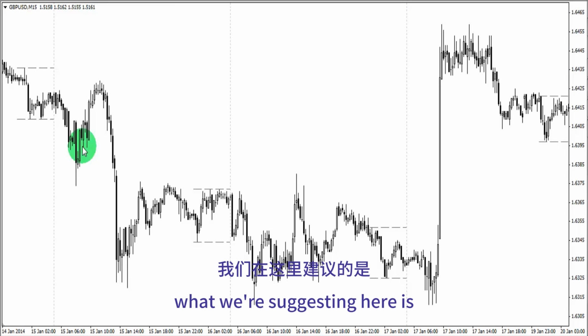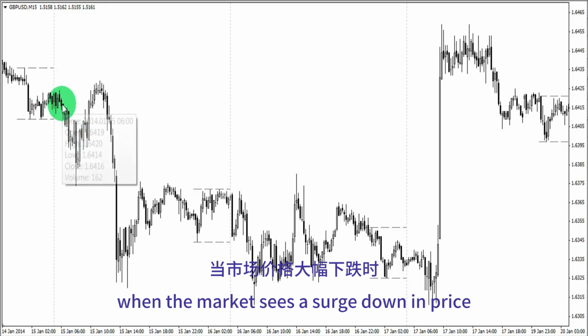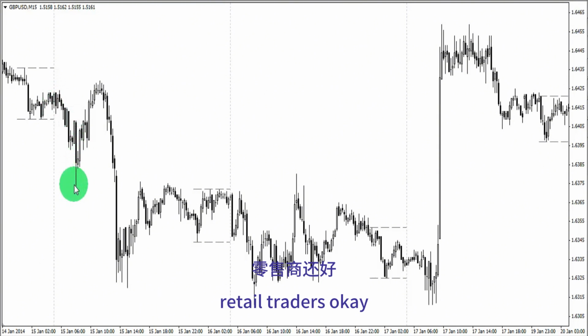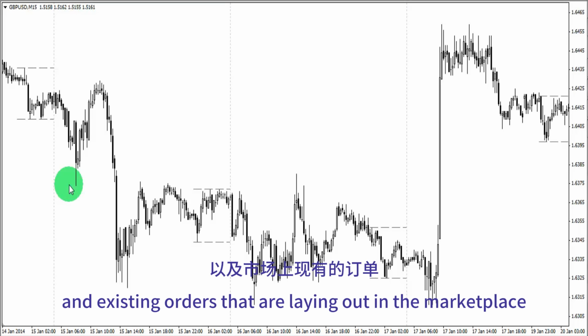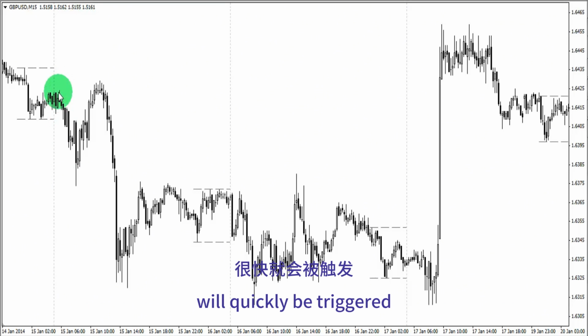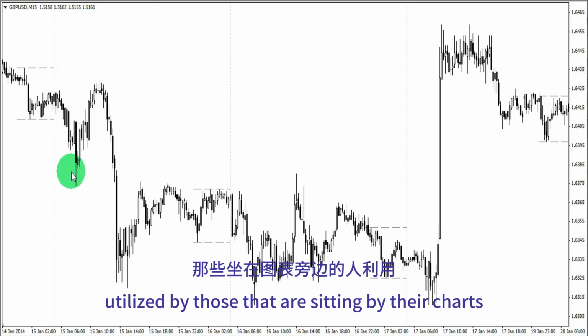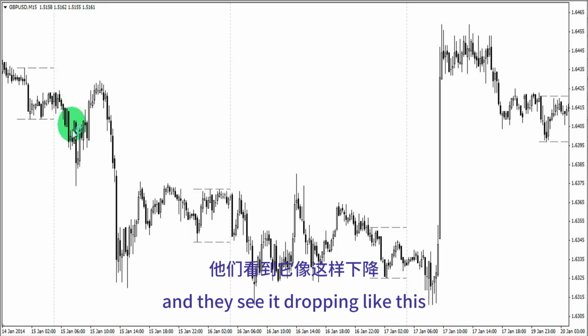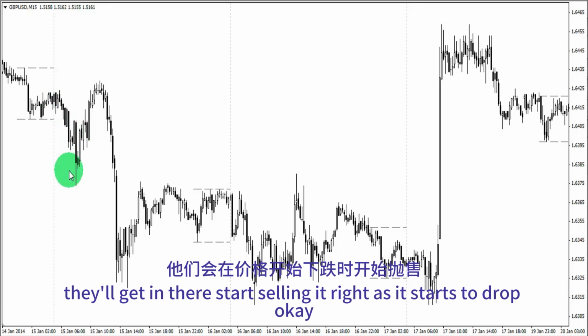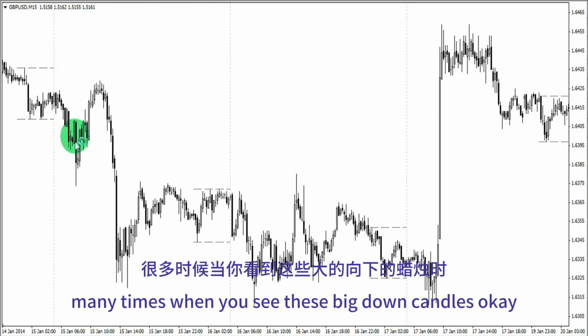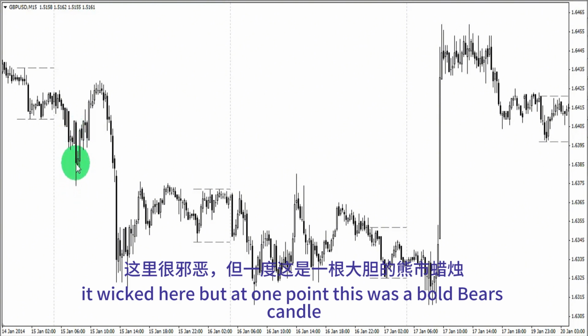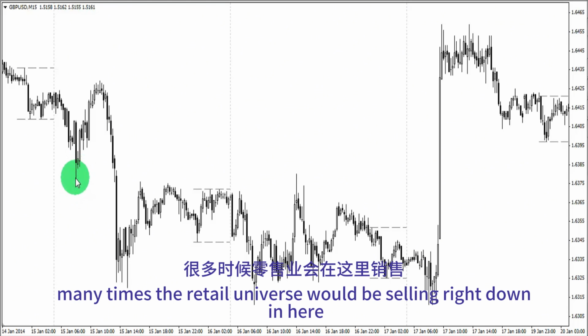Now what we're suggesting here is when the market sees a surge down in price, retail traders, and existing orders that are laying out in the marketplace, will quickly be triggered, and market orders will be utilized by those that are just sitting by their charts and they see it dropping like this. They'll get in there and start selling it right as it starts to drop. Many times when you see these big down candles, it wicked here, but at one point this was a bold bearish candle. Many times the retail universe would be selling right down in here.